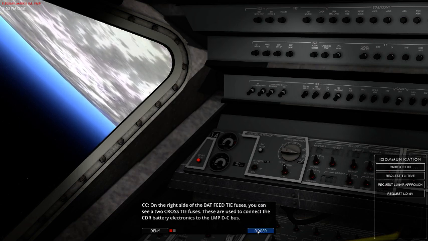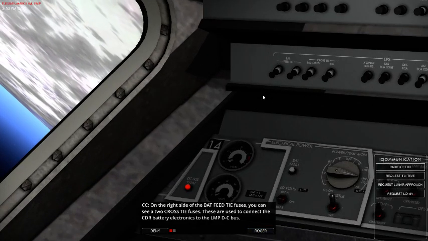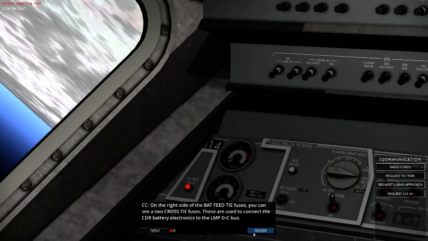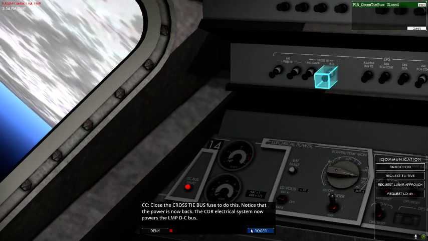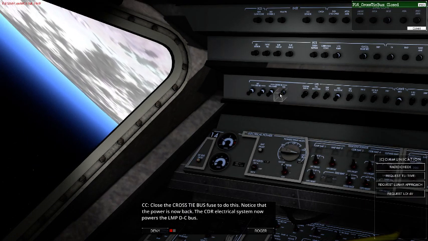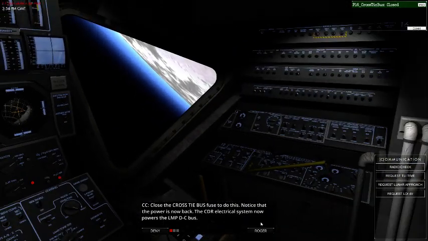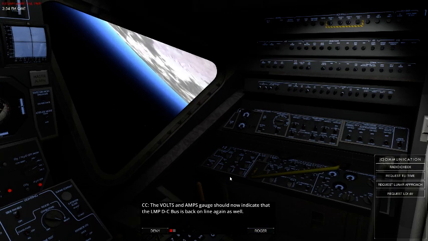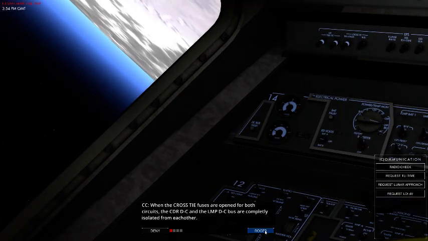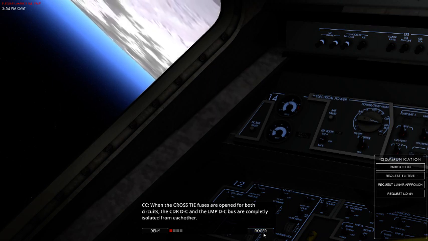So on the right side of the bat feed tie fuses, you can see two cross tie fuses. These are used to connect the CDR battery electronics to the LMP DC bus. Close the cross tie bus fuses. To do this, you'll notice that the power is now back on, and the CDR electrical system is powering it. There we go. Isn't it pretty? All back online. So the volts and amps gauge should now indicate that the LMP DC bus is back online again. Yes, we are back on. So when the cross tie fuses are open for both circuits, the CDR DC and the LMP DC bus are completely isolated from each other.